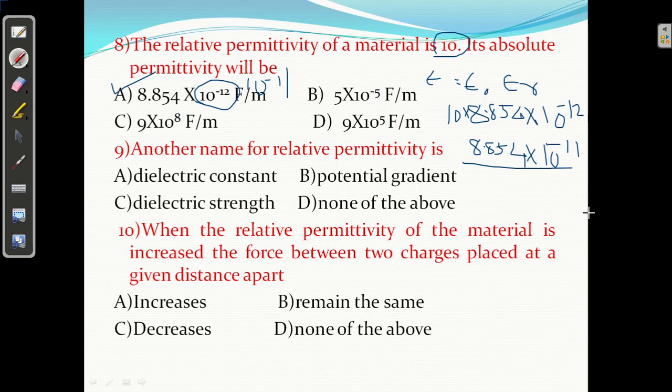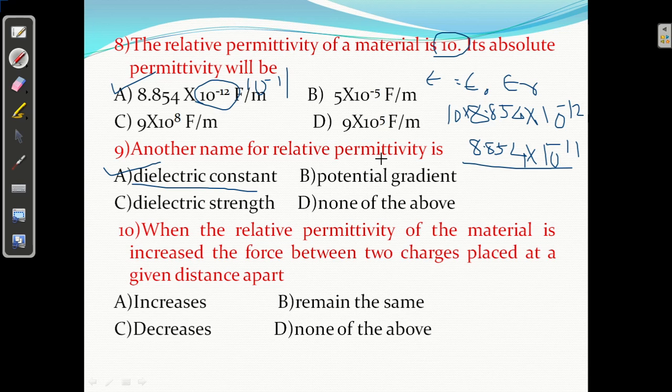Another name of the relative permittivity. The options are dielectric constant, potential gradient, dielectric strength. Dielectric constant is another name of the relative permittivity. Relative permittivity is also known as dielectric constant.